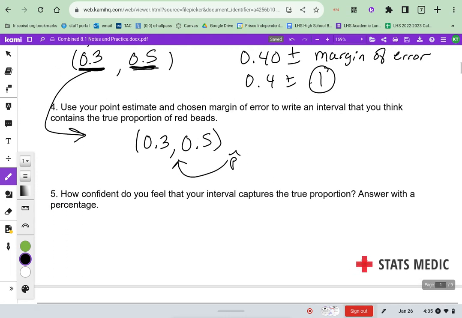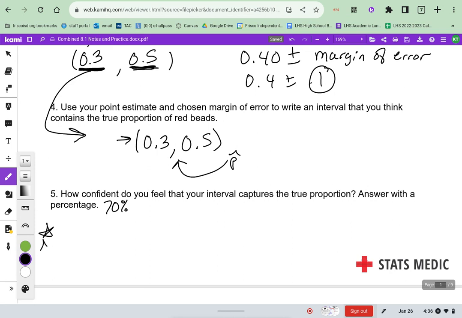And then we said, well, how confident do you feel that your interval captures the true proportion? And so again, today we were just going with your gut. How confident do you feel? Some groups said maybe like 70% confident. And we'll talk about how we actually get those percentages later. But today we're just learning what they're there for. So I'm 70% confident that this interval contains my true proportion.